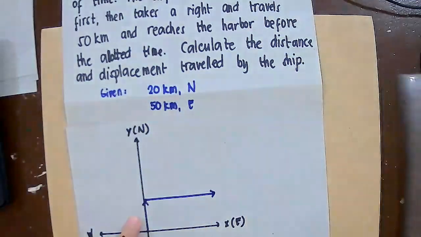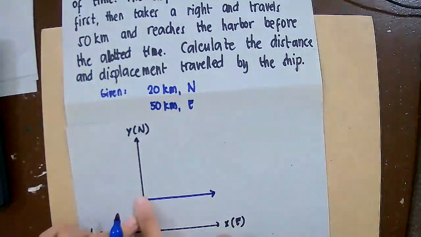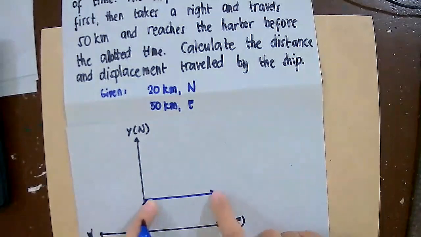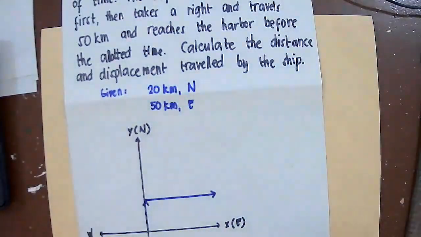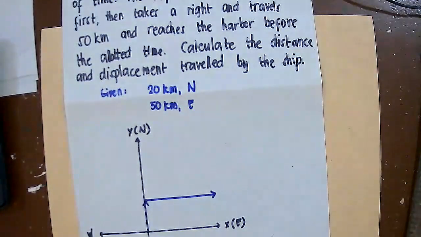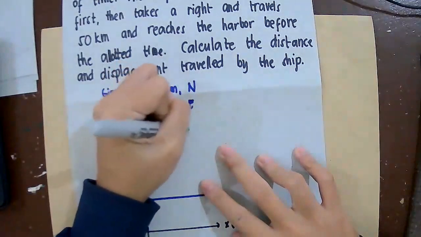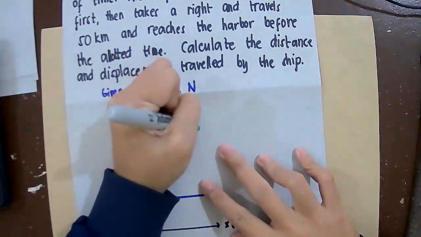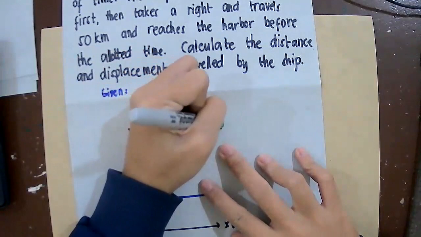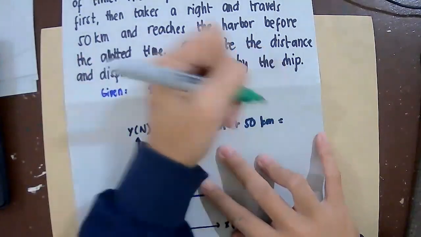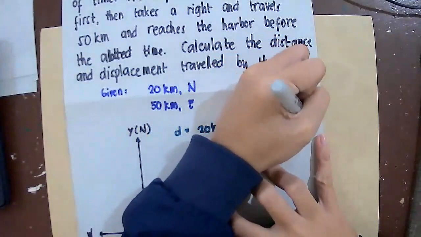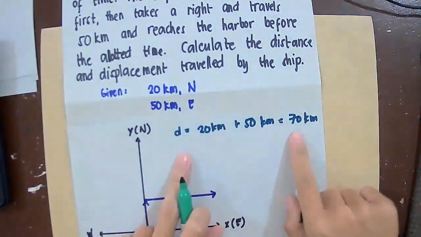So let's say this is your first distance traveled, and then this is your second distance now you travel. So we are going to look for your distance and displacement. Okay, so to look for your distance, just add the two distances traveled. You have 20 km plus 50 km. So that's 70 kilometers. So this is now your distance.